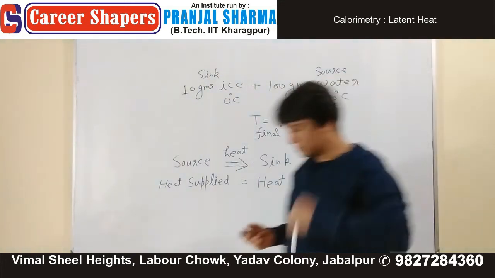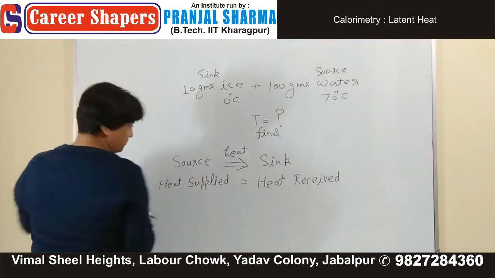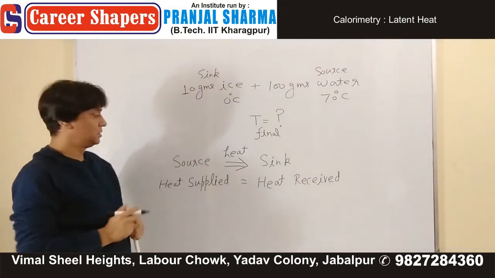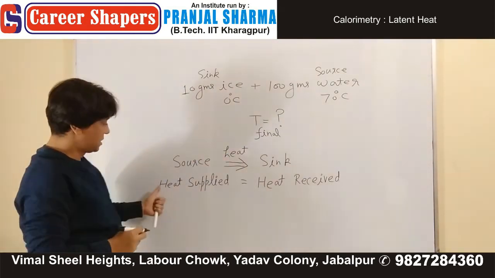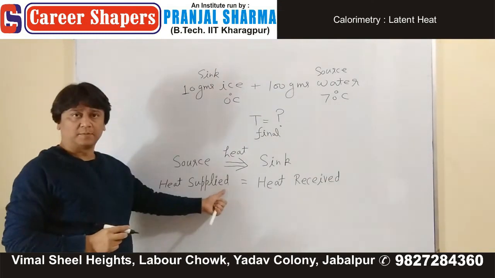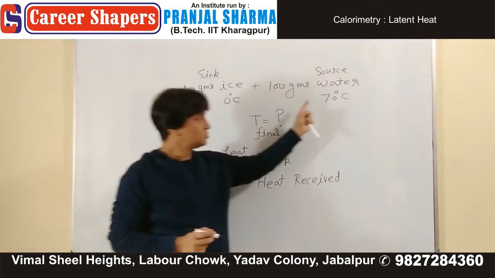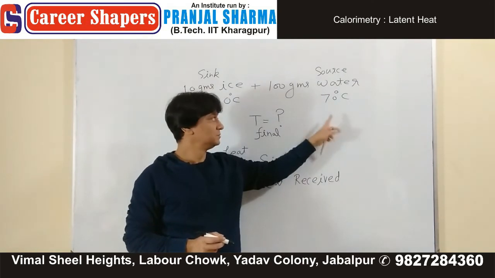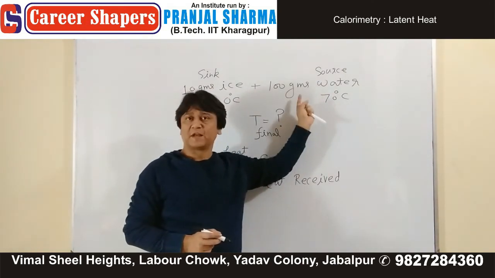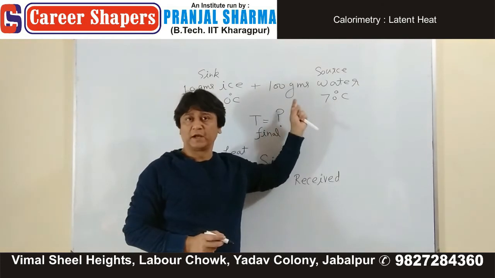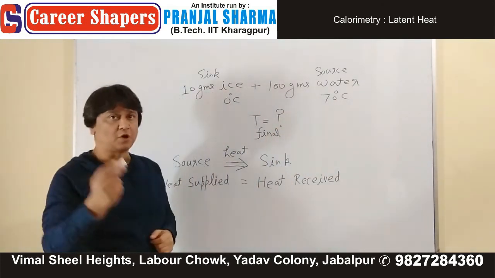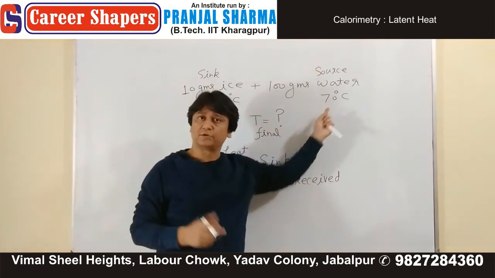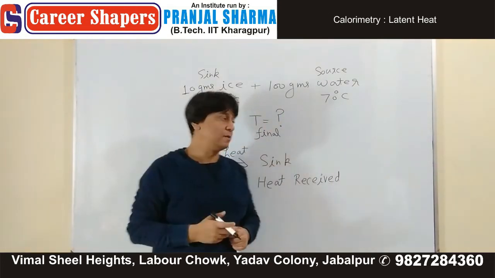Now, when you supply heat, what basically happens? Look at this. Heat supplied, source, its temperature will decrease. If its temperature is going to decrease, why? Because the system is not in equilibrium. Remember, this is at 0 and this is at 70. The things are not in equilibrium.